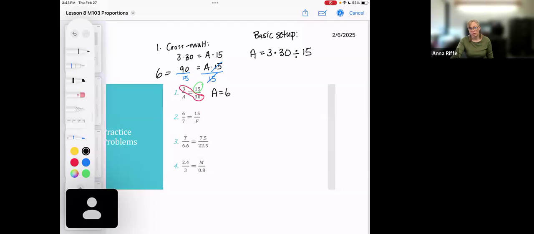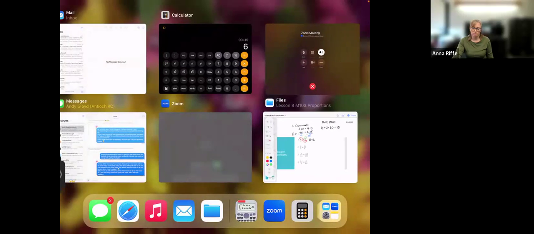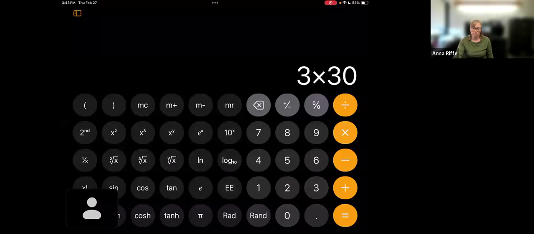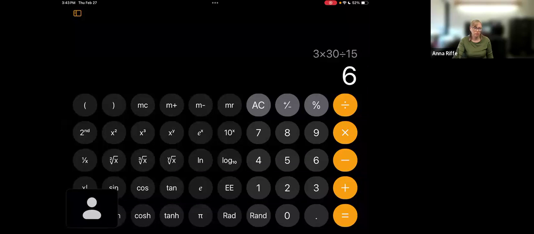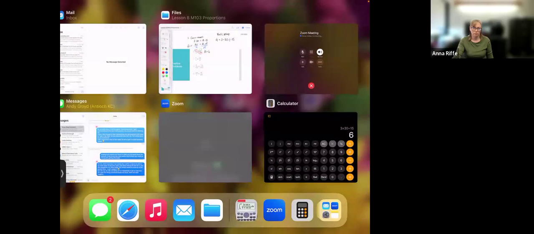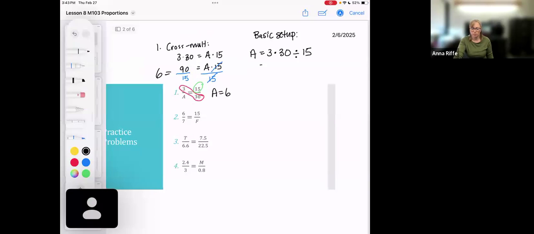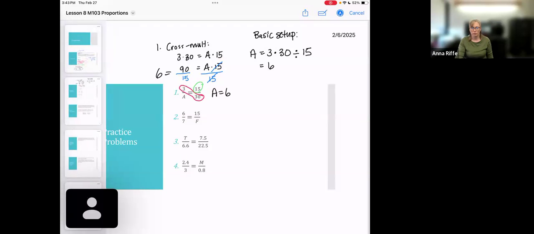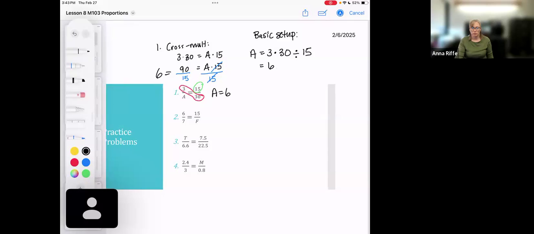This I can just put into my calculator. 3 times 30 divided by 15. 3 times 30 divided by 15 gives me 6. So same answer regardless of how we do it. Kind of nice sometimes to have 2 different methods. Okay. Let's do number 2.